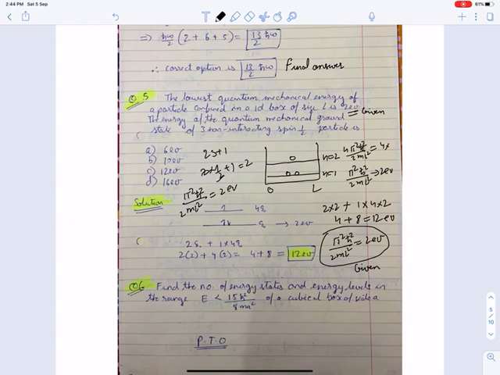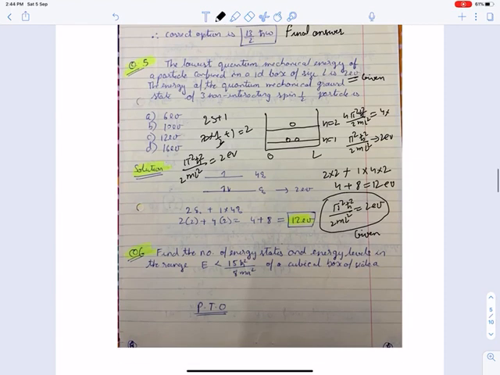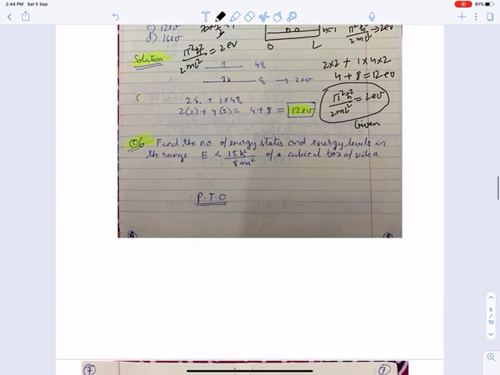So you can take a look. Okay, so now we will move to our question number 6. Find the number of energy states and the energy levels in the range E less than 15 h cut square upon 8 m square of a cubical box of side A.